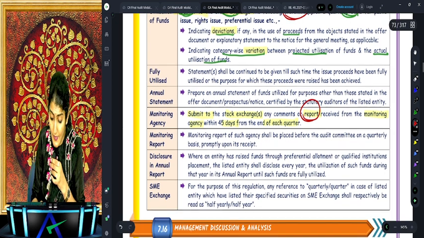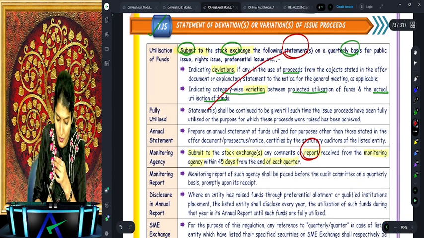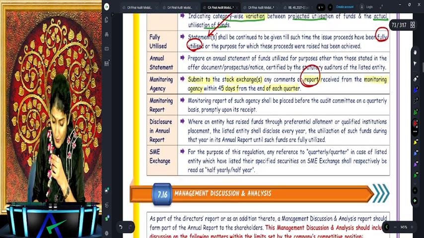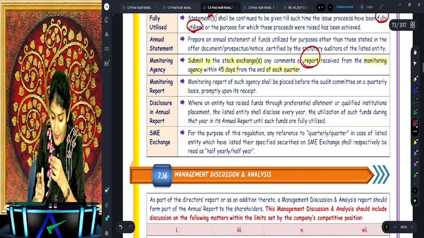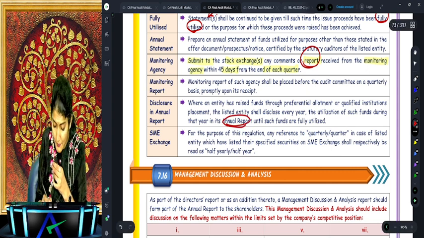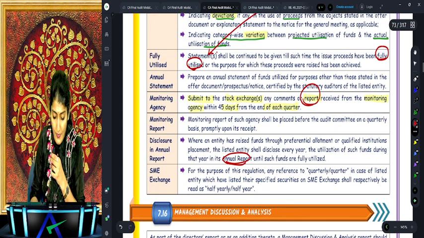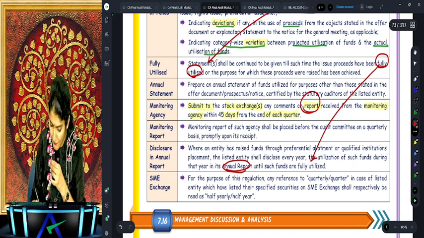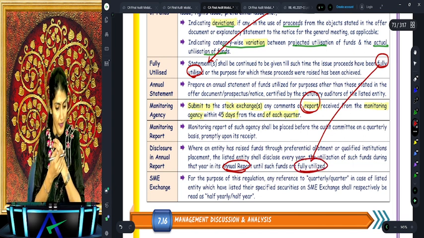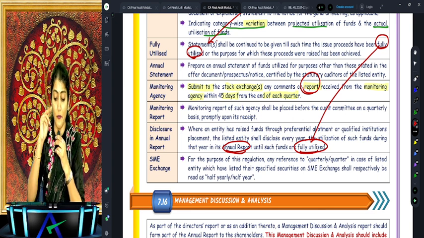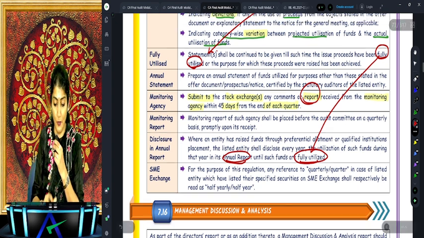Then what does it say? These statements are to be submitted to the stock exchanges till the time the funds have been fully utilized. Then what does it say? Again, yes, the details have to be given in the annual report. The listed entity shall disclose every year the utilization of its funds in the annual report. Again, till when? Till the time the funds have been fully utilized, right? So details have to be given in the annual report also, till the time the funds have been fully utilized. Are you understanding so far?